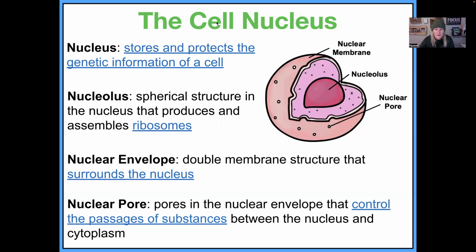The cell nucleus. Yep, I wanted to move that. Okay, the cell nucleus. The nucleus stores and protects the genetic information of a cell. The nucleolus is the spherical structure in the nucleus that produces and assembles the ribosome. So remember, the nucleolus is where the 2 subunits of the ribosome are created. Some of this is a little review. The nuclear envelope is the double membrane structure that surrounds the nucleus, and the nuclear pores are the pores in the nuclear envelope that control the passage of substances between the nucleus and the cytoplasm.